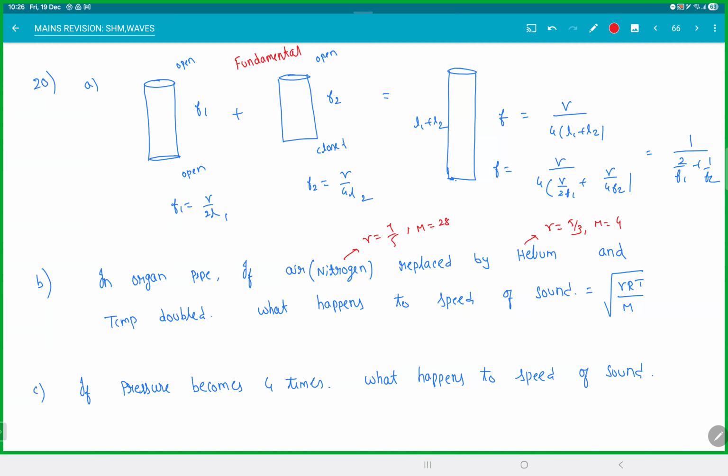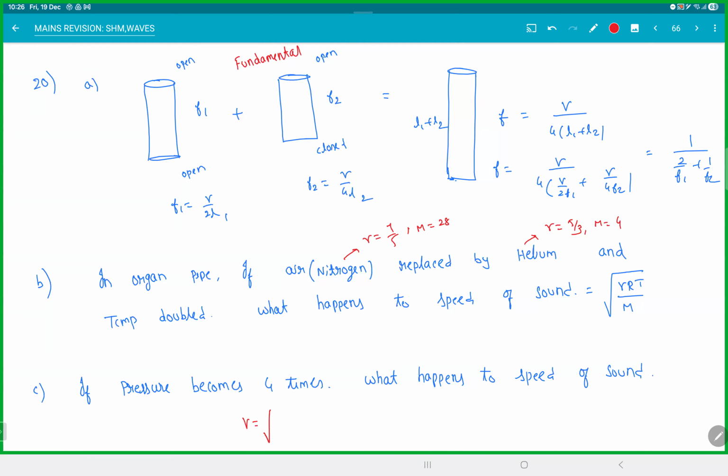What happens to this thing? That is a very good question. It came up multiple times. Anyone remember the answer? Nothing happens. Speed of sound is independent of pressure. It depends only on temperature.